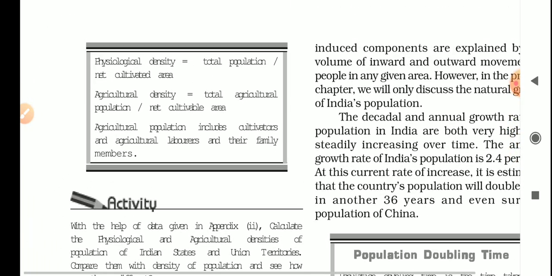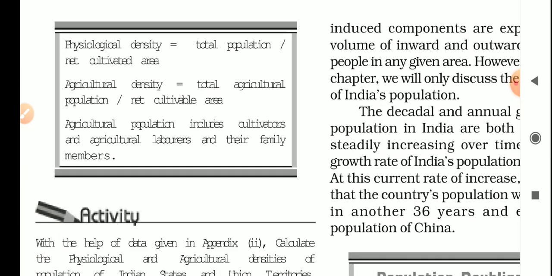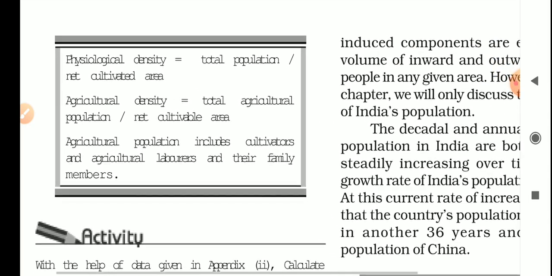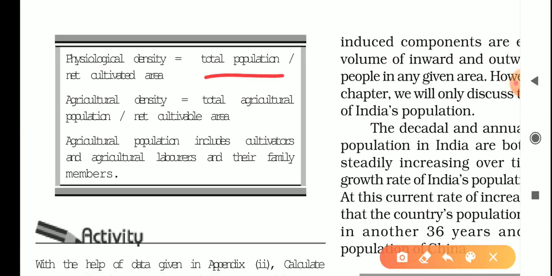See, physiological density. What is it? Physiological density is total population divided by net cultivated area. This is the figure for how much land we are cultivating. Then we can say how much population is living on one unit area of agricultural land, how much population is dependent on it, by this physiological density.